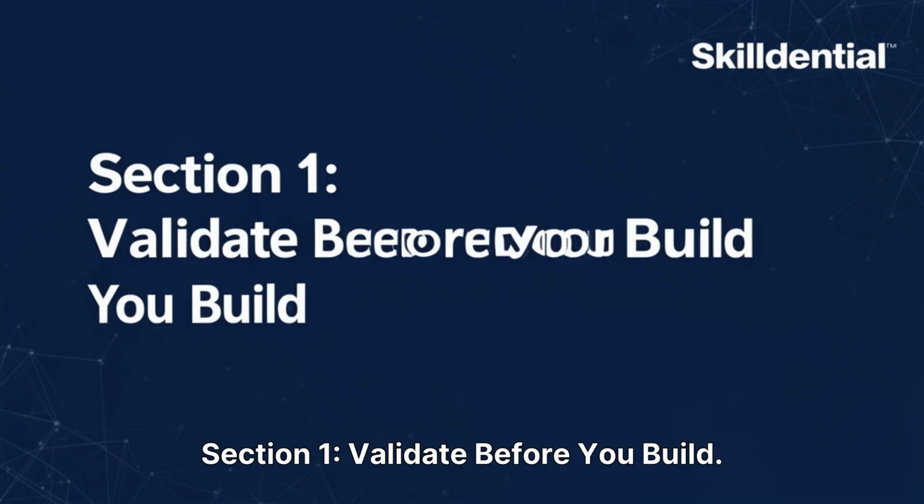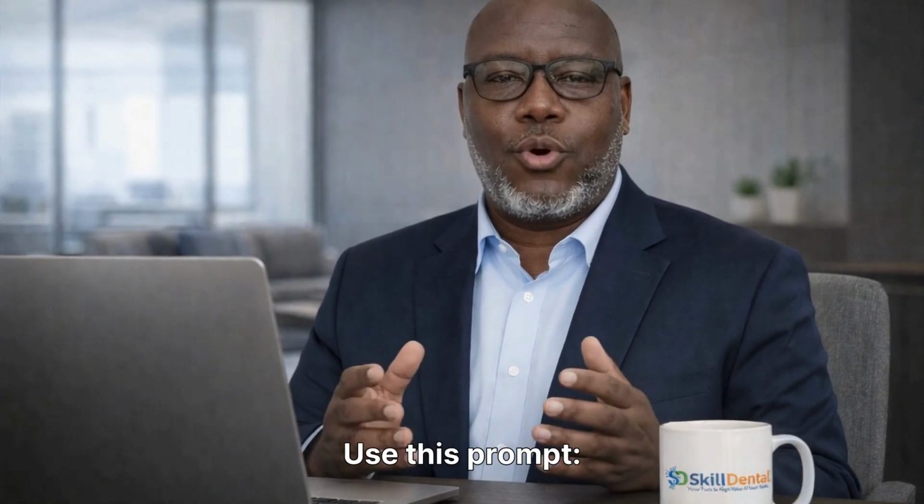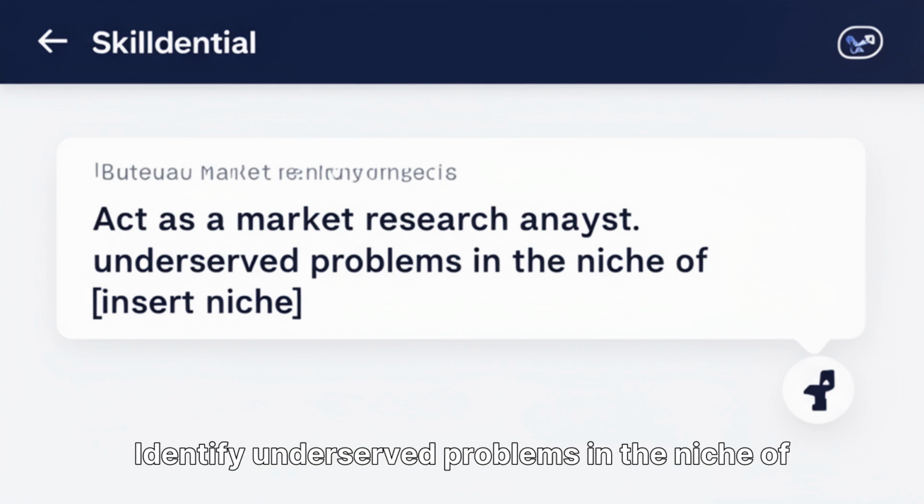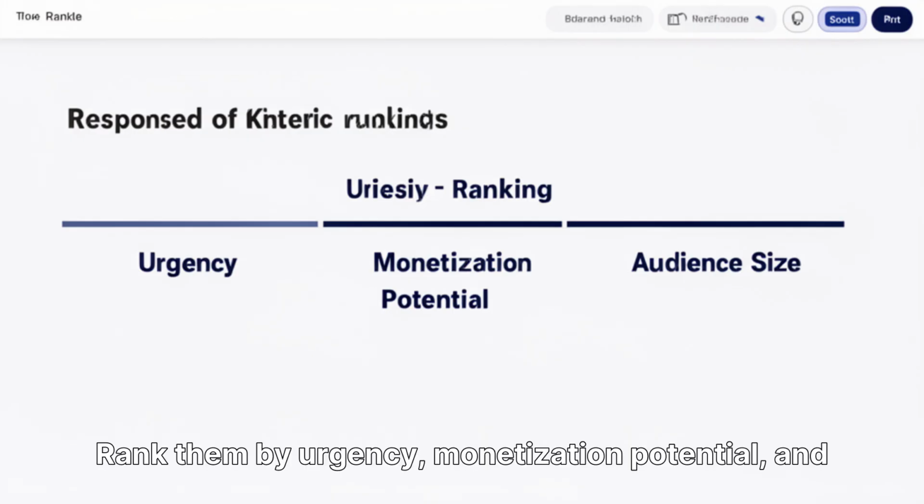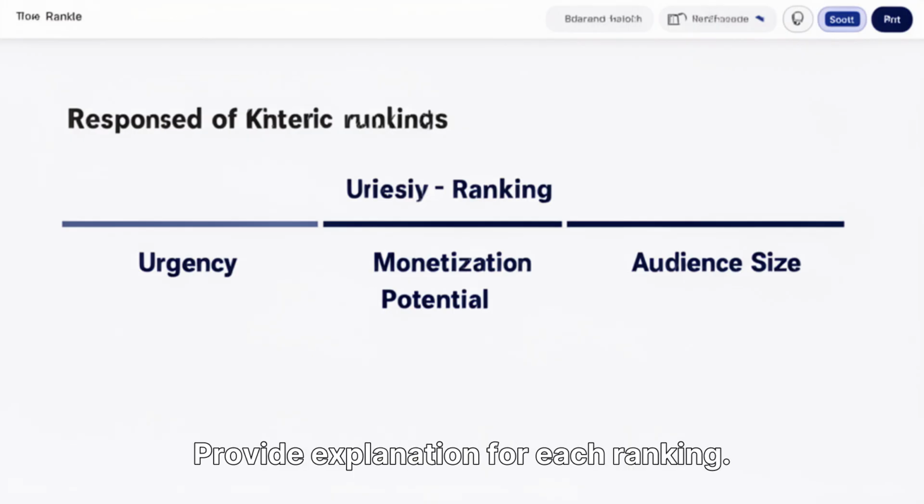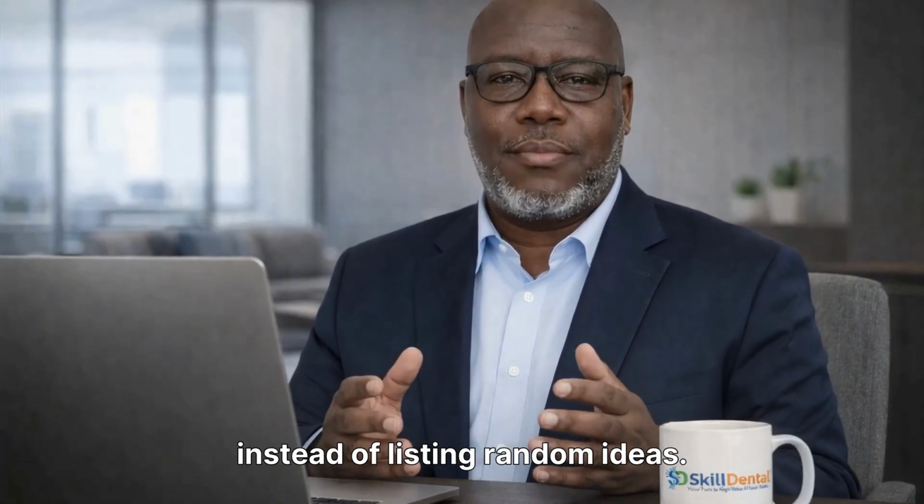Section 1. Validate before you build. Before creating any course, validate demand. Use this prompt. Act as a market research analyst. Identify underserved problems in the niche of your choice. Rank them by urgency, monetization potential, and audience size. Provide explanation for each ranking. This forces the AI to think strategically instead of listing random ideas.